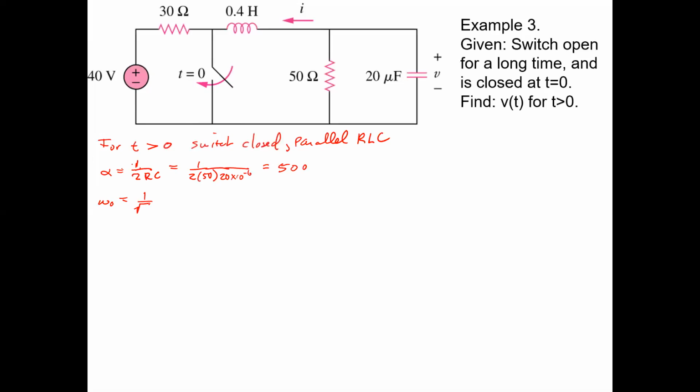Omega 0 is 1 over the square root of LC, and that's going to equal 1 over the square root of 0.4 times 20 times 10 to the minus 6, which is going to equal 354. So our roots are, well, in this case, alpha is bigger than omega 0. So again, it's overdamped, right?